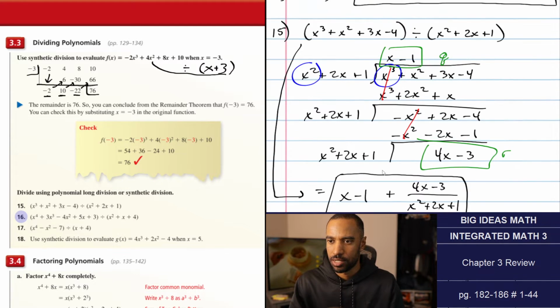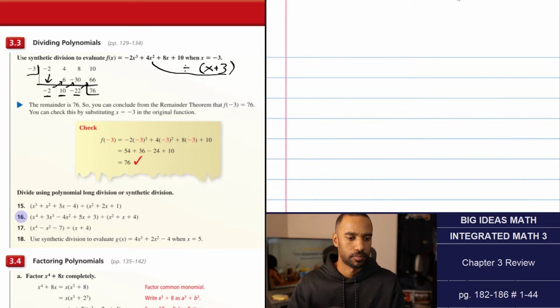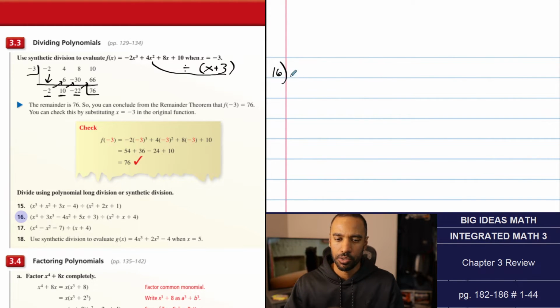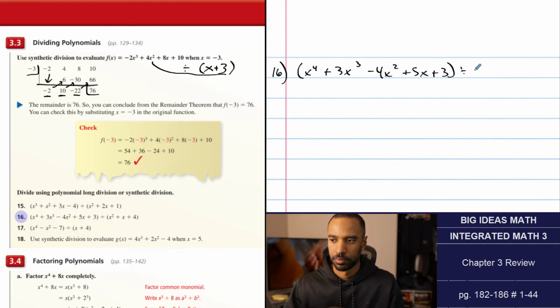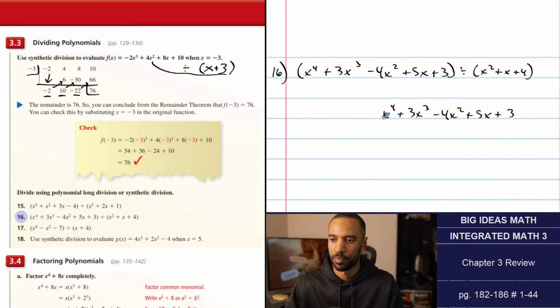Now, on number 16, we'll once again use long division because, again, we do not have, what don't we have? We don't have a linear factor. Okay, so in this case here, we'll do the same thing as we did last time. X to the fourth plus 3x cubed minus 4x squared plus 5x plus 3 divided by x squared plus x plus 4.